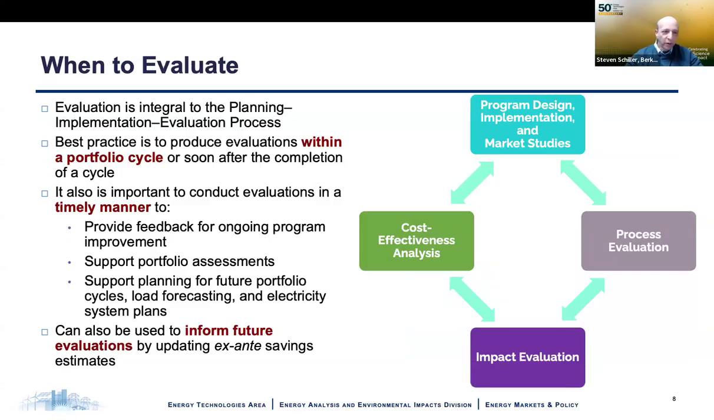When to evaluate? Well, again, I'm kind of a broken record here. The evaluation is integral to this planning, implementation, evaluation process. And really, best practice is to produce evaluations within the cycle or soon after the cycle of implementing a program. The reason for that is to provide timely information, so you can actually maybe improve the program as it's ongoing and support future planning and new programs.